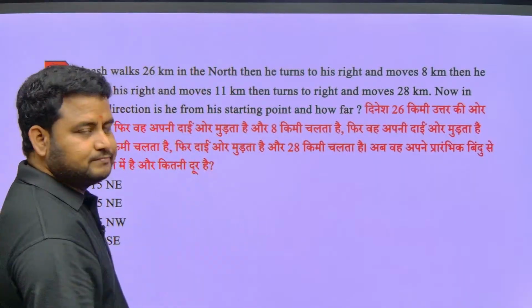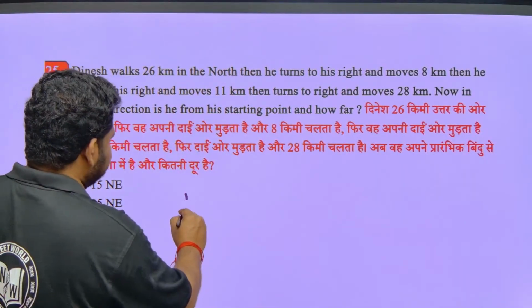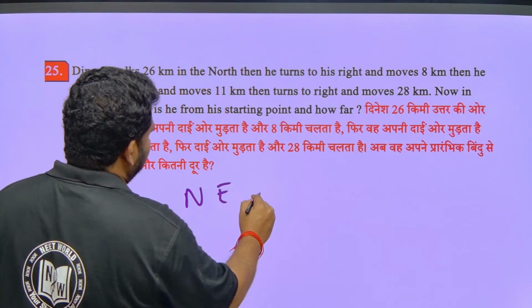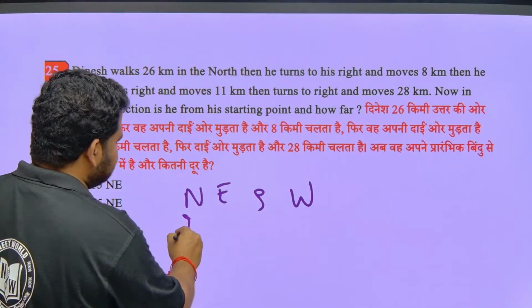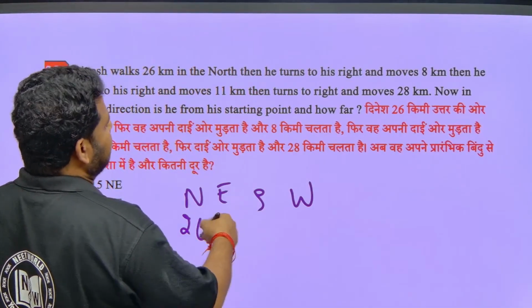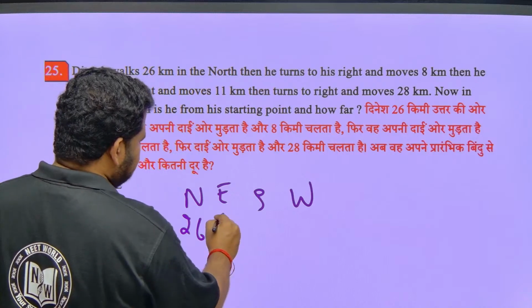Okay. Another question. Dinesh walks 26 kilometers in the north direction. So northeast southwest. While reading the question only, you can start solving. So 26 kilometers north direction. He then turns to his right. Right means he has to come to east and it will be 8 kilometers.